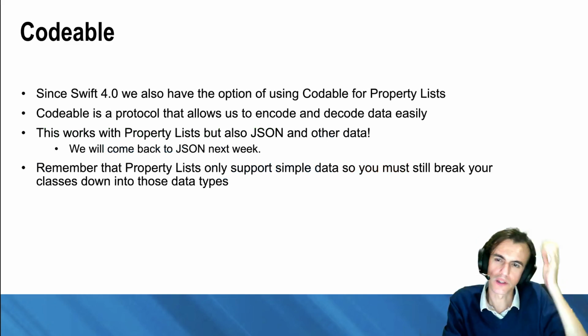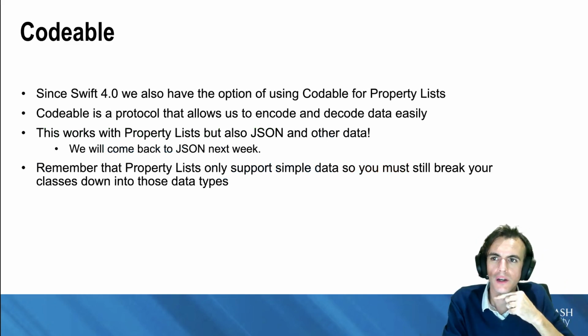Now, Codable is a sort of extension to this, or at least something that makes this a little bit neater for us. So this has existed a couple of years since Swift 4, and we can use Codable with property lists. Codable is something we'll revisit in future weeks, so it's really important to know it, and it's a very useful thing. So what is it?